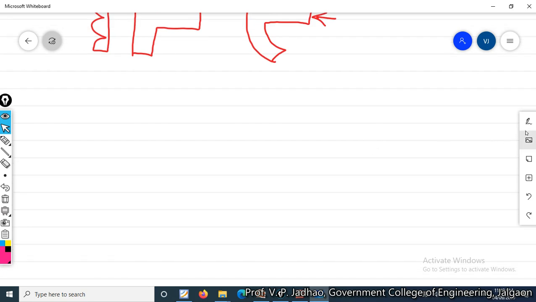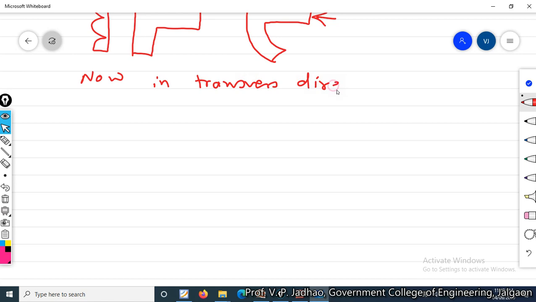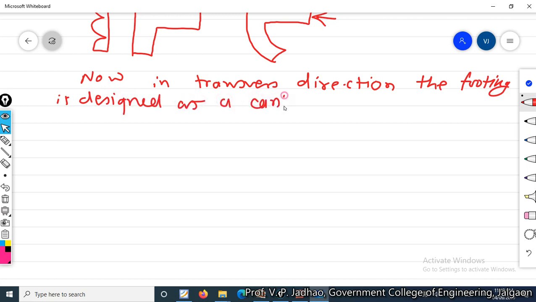So now in the transverse direction, the footing is designed as a cantilever supported on a column. Okay, therefore the transverse reinforcement provided in each column will again be provided in that particular bandwidth only.